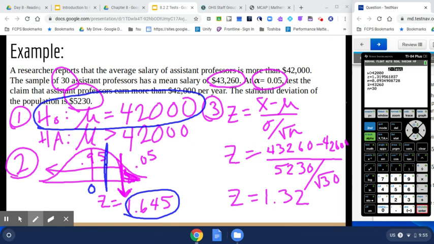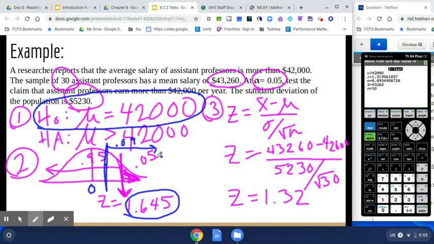Okay, so we notice that it does give me that z value that we just calculated by hand a second ago, 1.32. But the next line says the p-value is 0.09. So that means the probability that I would get a value this far from the mean or further is 0.09, 9%. I only want to reject if it's the alpha value or less.